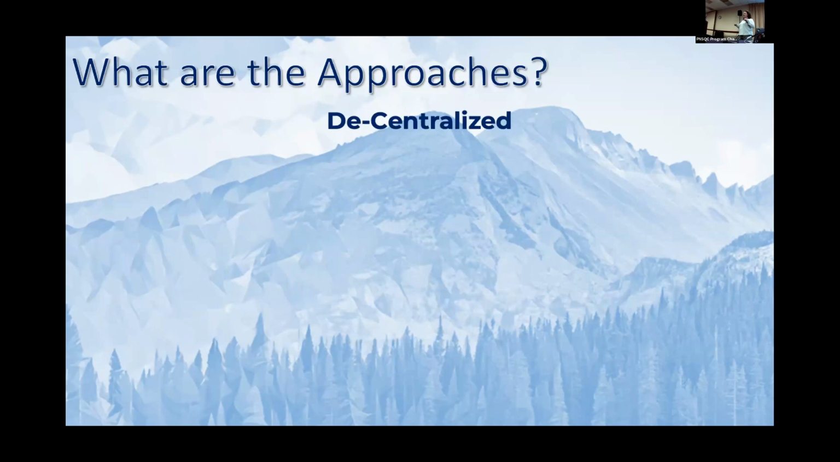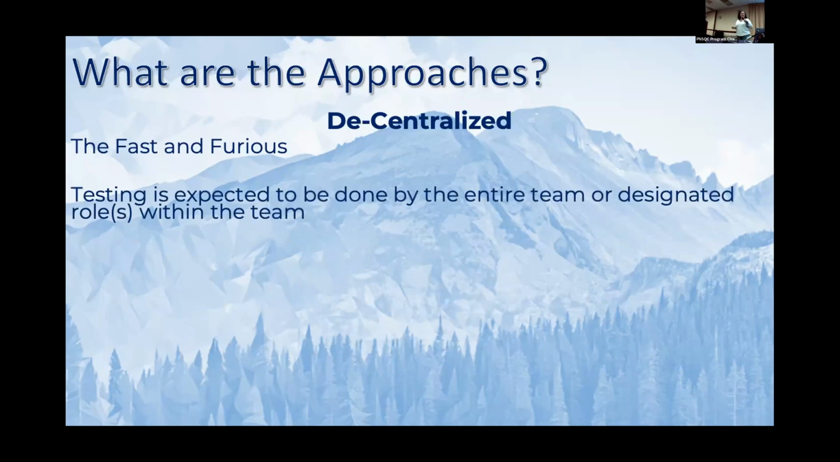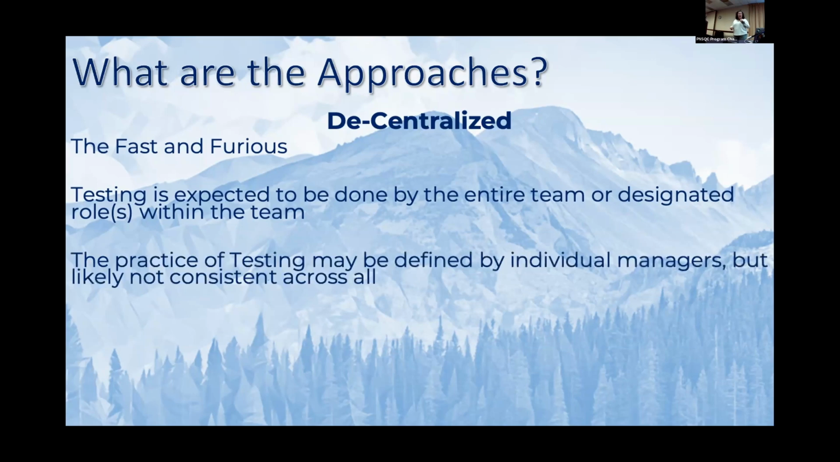So the second approach is the decentralized model, which we kind of call the fast and the furious, right? What does this look like? Testing is expected to be done by the entire team or designated roles. Generally speaking, the developers or software engineers test each other's code. They apply some sort of guideline, generally not very documented, but they are expected to because there is no centralized practice or role within that. The practice of testing is likely defined by the individual engineering managers, right?